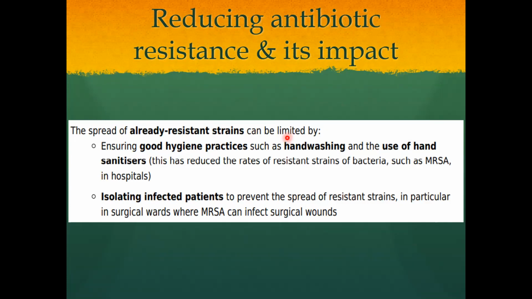Now how can we stop this spread? Ensuring good health hygiene practices, hand washing, use of hand sanitizers. This has reduced the rates of resistant strains of bacteria such as MRSA in hospitals. Isolating the infected patients to prevent the spread of resistant strains, in particular in surgical wards where MRSA can infect surgical wounds, because already in that case the patient's immunity is low. So you need to isolate those patients. So this is how antibiotic resistance can be limited.